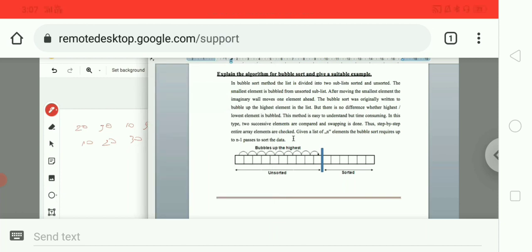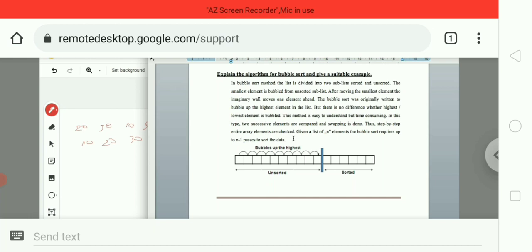So today our topic is bubble sort. In the bubble sort method, the list is divided into two sublists, sorted and unsorted. The smallest element is bubbled from the unsorted sublist. After moving the smallest element, the imaginary wall moves one element ahead. Bubble sort was originally written to bubble up the highest element in the list, but there is no difference whether the highest or lowest element is bubbled. This method is easy to understand but time consuming.